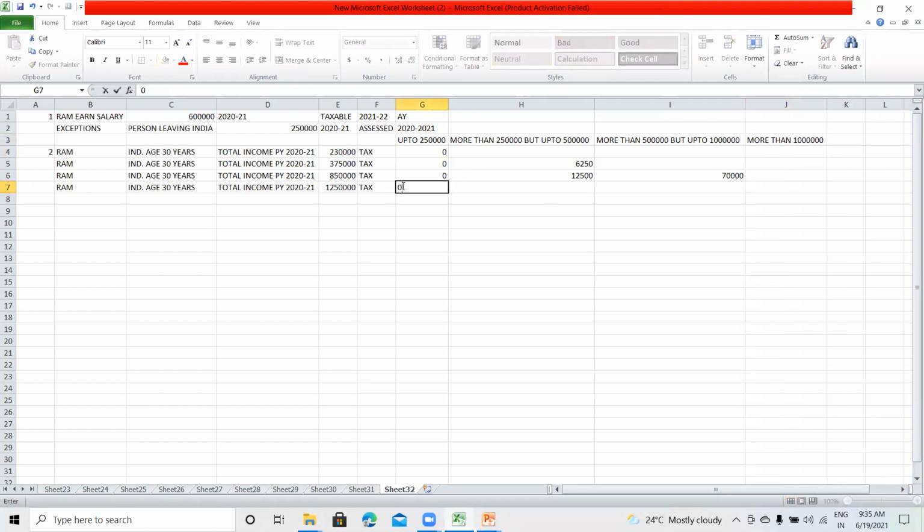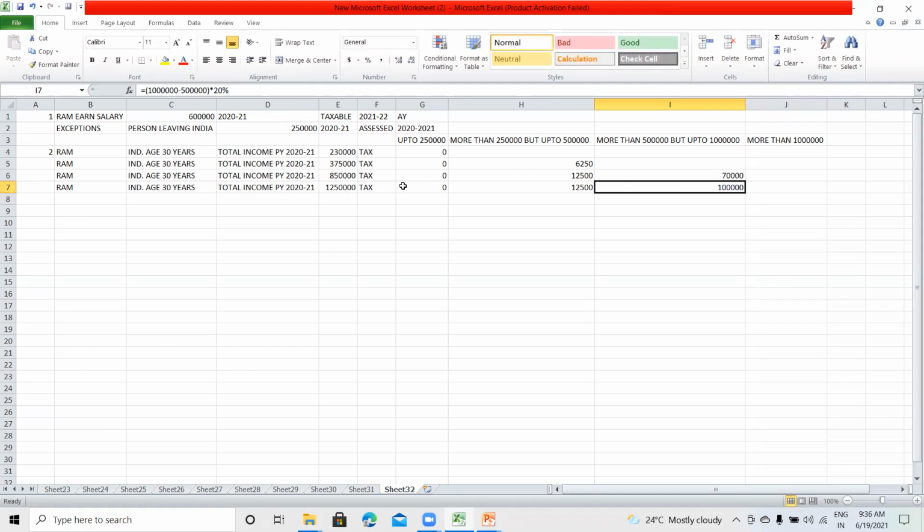So in this case, up to 2,50,000 the tax will be 0. But more than 2,50,000 up to 5 lakh, the rate will be 5%. Means 12,50,000 is more than 5 lakh, so 2,50,000 is the basic exemption, 2,50,000 into 5% will be 12,500. When income is more than 5 lakh but up to 10 lakh, then it will be taxable at 20%.